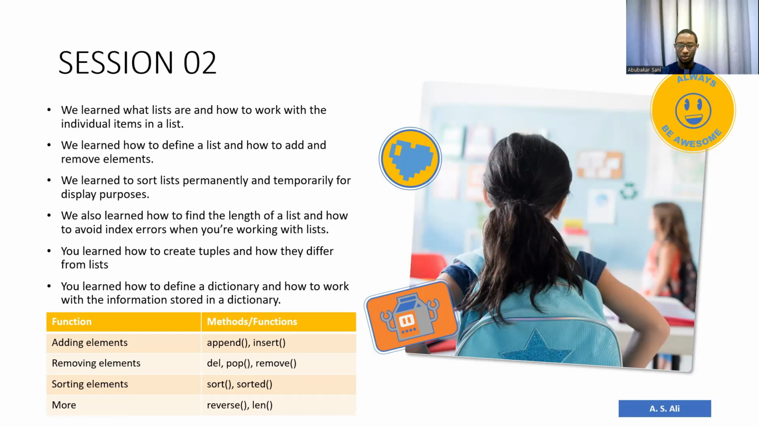We looked at tuples. Tuples are another data structure type you find in Python. And lastly, we looked at the most powerful data collection you have, called a dictionary, where you have key and value pairs. So these are some of the functions that you can use for lists.